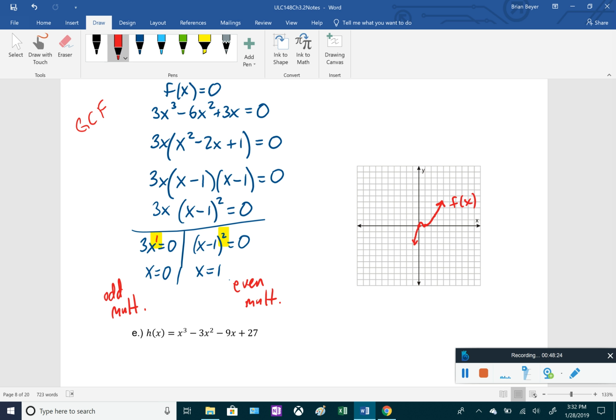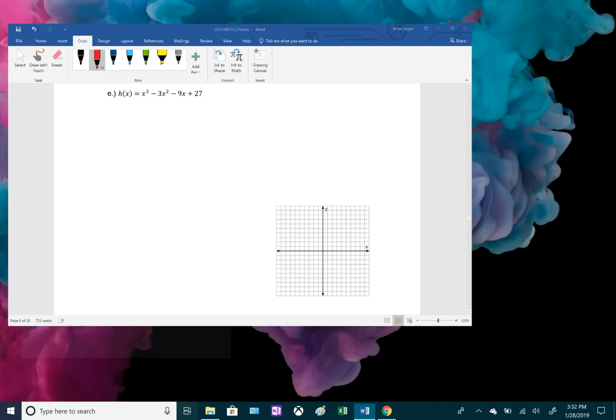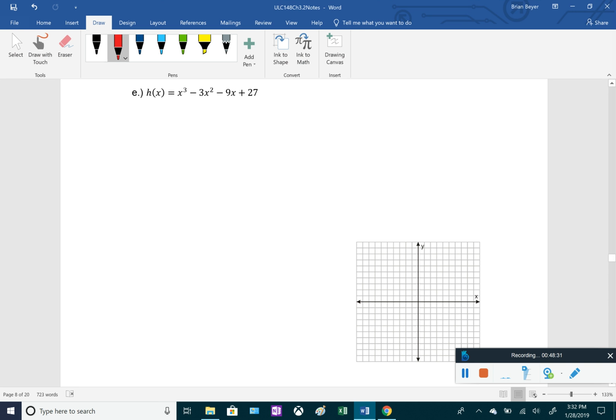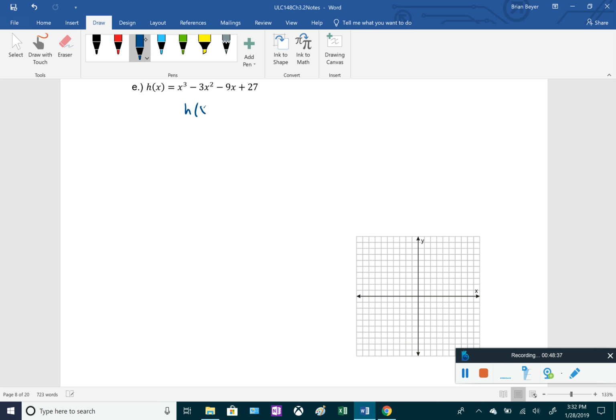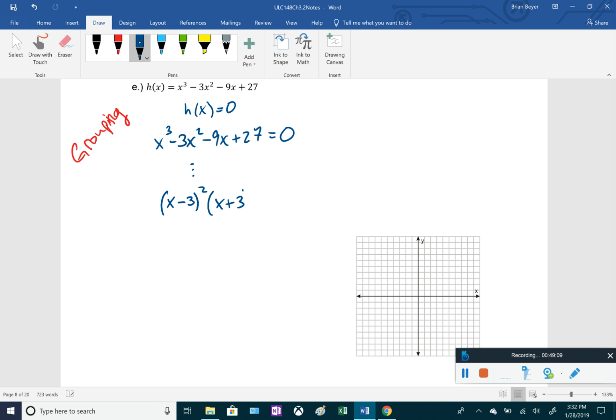Okay, one more and then we'll get to graphing and how I'm actually going through and graphing these. So h of x, x cubed minus 3x squared minus 9x plus 27. Set it equal to 0. This one looks like it's going to be grouping. I'm going to skip to the end here because we did a couple of grouping ones. What we should end up with, I'll put dot, dot, dot, just so we know where I'm skipping some steps, is x minus 3 squared times x plus 3 equals 0.